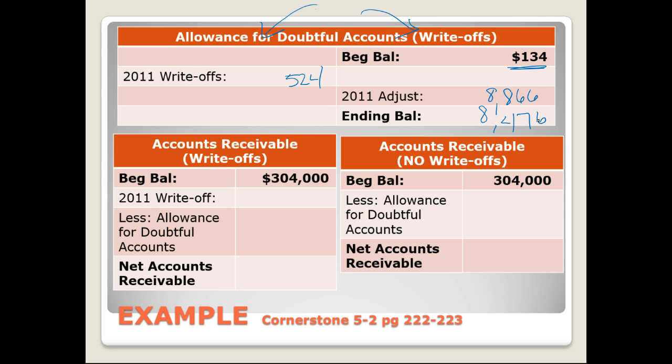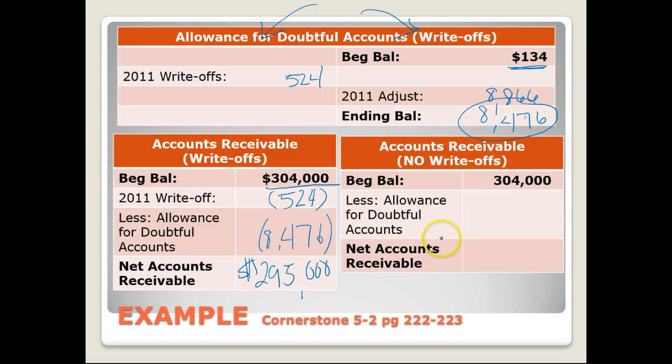Now let's look at accounts receivable. Let's assume the write-off happened, right? The information in the problem said that accounts receivable started with $304,000. If there had been the write-off, we know that there was that journal entry which credited accounts receivable for $524. We also know, based on the allowance for doubtful accounts, that we have a total subtraction from accounts receivable of $8,476 if they were all written off, in which case the new balance for accounts receivable is $295,000.